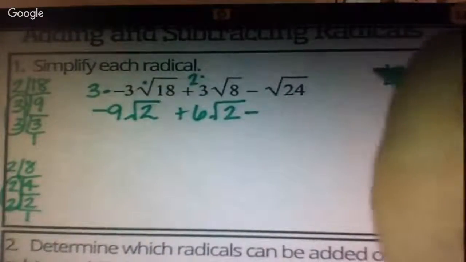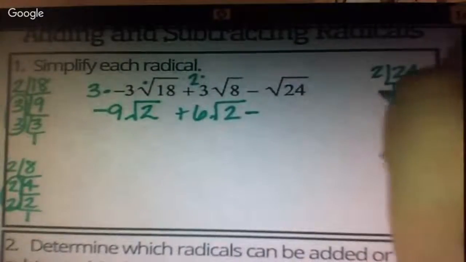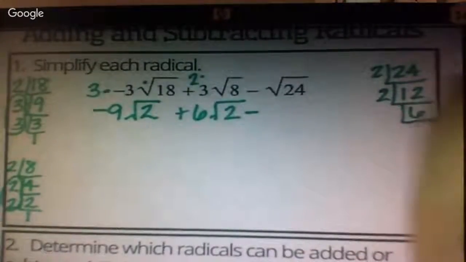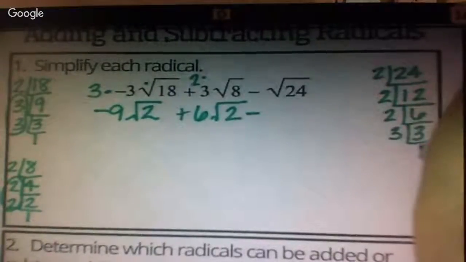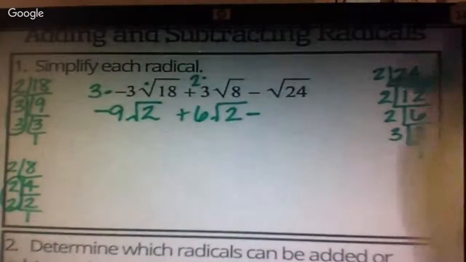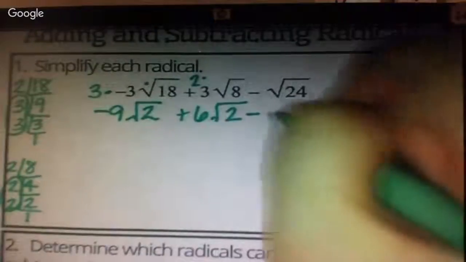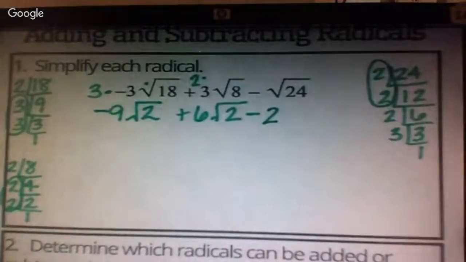Oh, no, never mind. 2 and 12. 2 and 6. 2 and 3. 3 and 1. What am I grouping in? 2's. So I have a 2 that comes out front. There wasn't anything there to begin with, so it's just a 2.